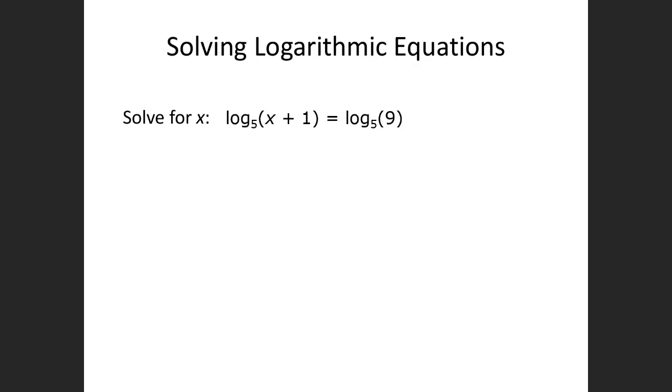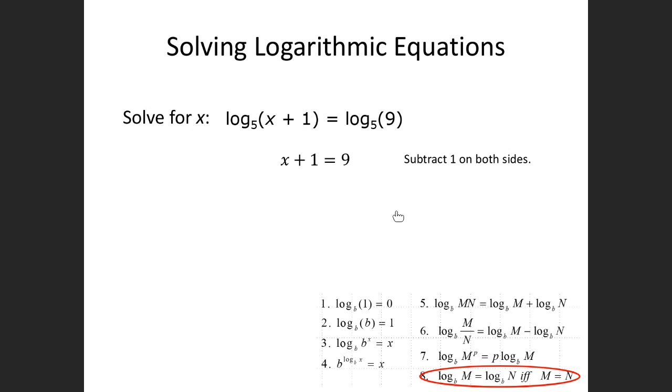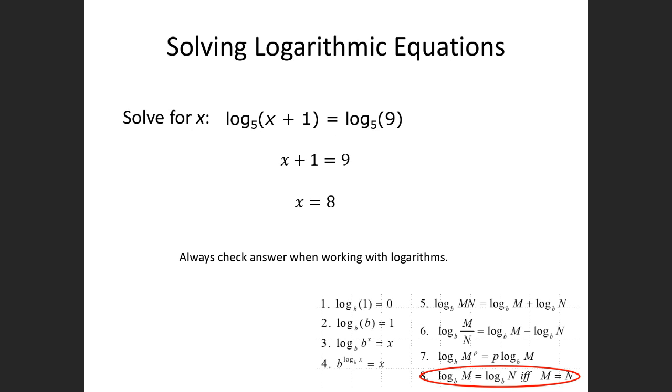So let's go ahead and solve for this one, okay? Let's solve for x. Log of base 5 of input x plus 1 is equal to the log of base 5 of input 9. Oh, I can use my one-to-one property. I have two logs that have the same base, and in order for these two logs to be the same, that means my inputs have to be the same. So I'm using my one-to-one property, okay? So for these two to be the same, x plus 1 equals 9. Solve for x, subtract 1 on both sides, so x is equal to 8.